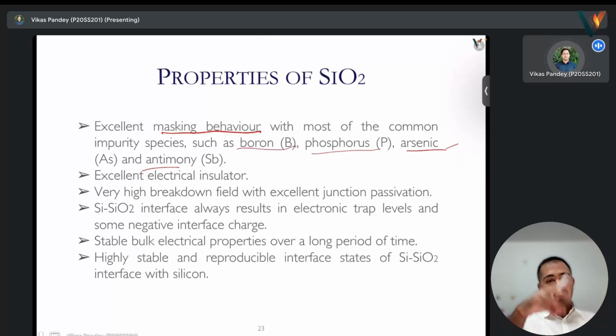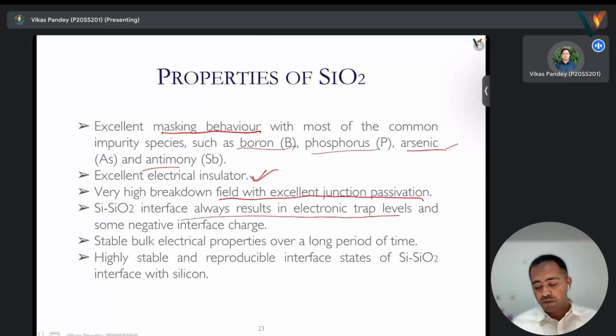And how we will cover selectively, that we will see later on. It is a very good electrical insulator, so it can be used as a separation between two electrical lines also. Very high breakdown field with excellent junction passivation. The Si-SiO2 interface always results in electronic trap levels and some negative interface charge, that makes it a very stable interface, you can say.